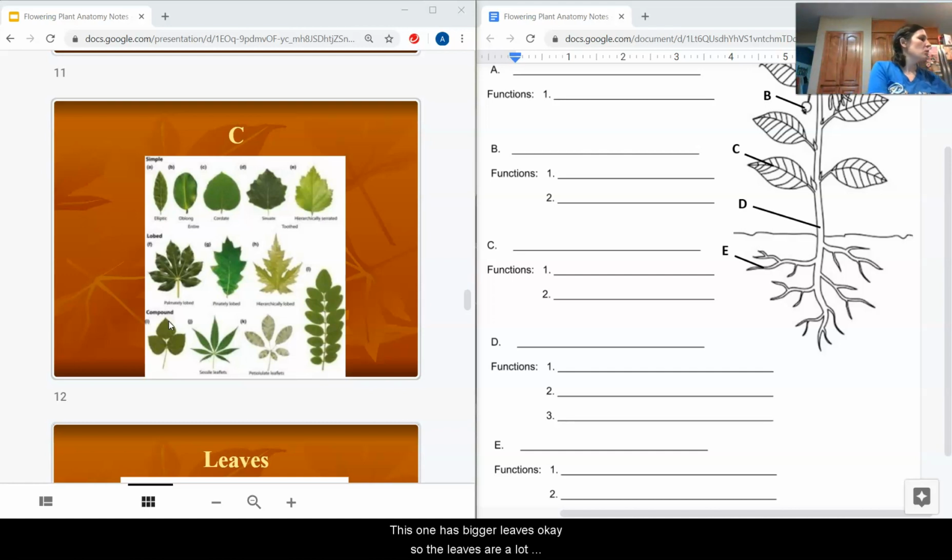Now this one has bigger leaves. The leaves are a lot bigger than the last one. It doesn't have the spikes on the edges of the leaf. Again, not as waxy on top. This one doesn't feel as smooth on top. It actually feels a little bit rougher on top and bottom. So this one's obviously not as worried about losing water because it's not as waxy. But a lot bigger.